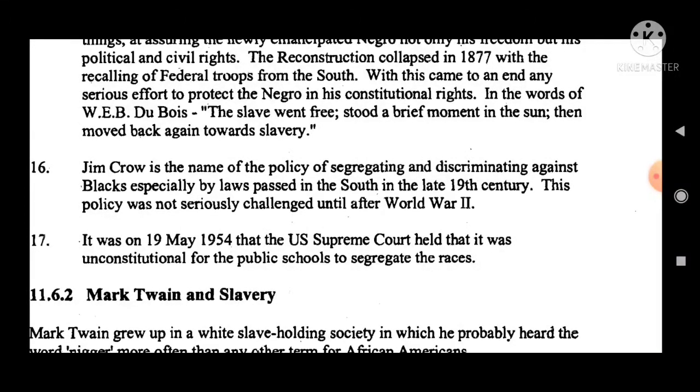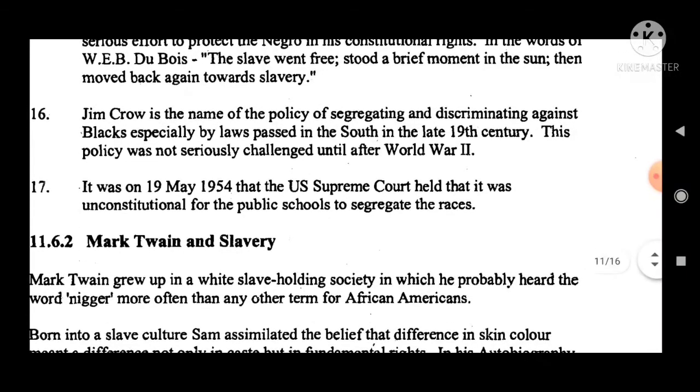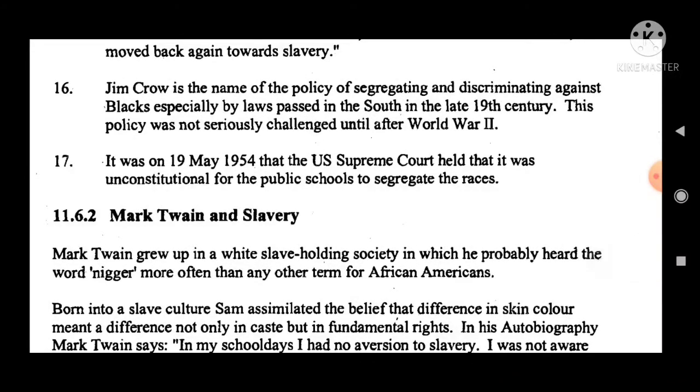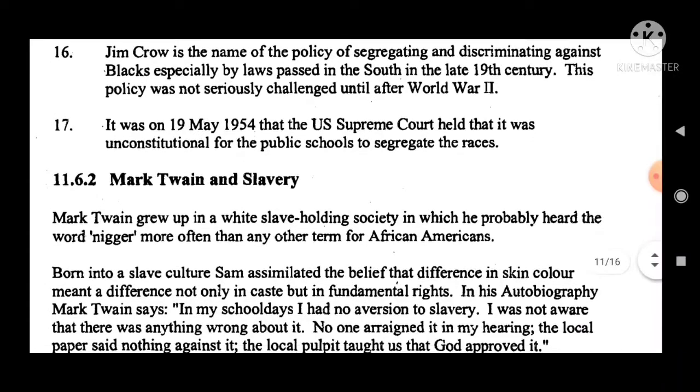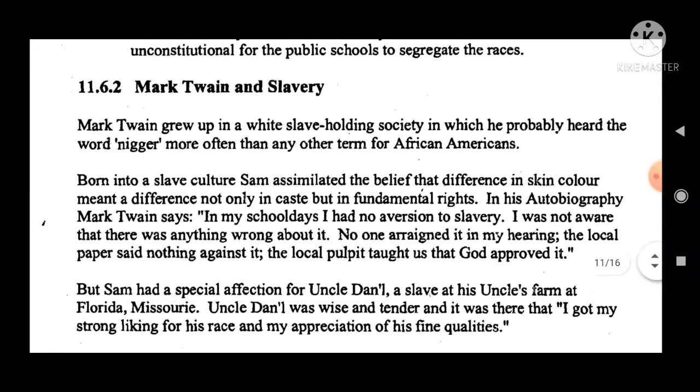In the words of W.E.B. Du Bois, the slave went free, stood a brief moment in the sun, then moved back again towards slavery. Jim Crow is the name of the policy segregating and discriminating against blacks, especially by laws passed in the South in the late 19th century. This policy was not seriously challenged until after World War II. It was on 19 May 1954 that the US Supreme Court held that it was unconstitutional for the public schools to segregate the races.